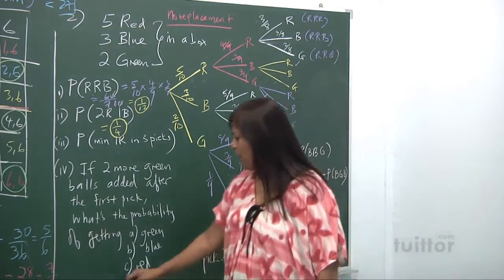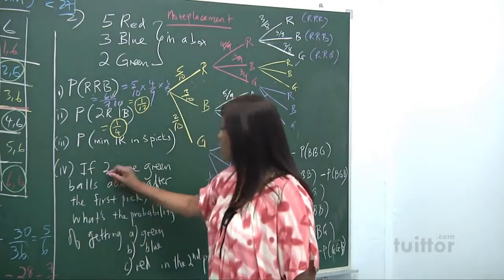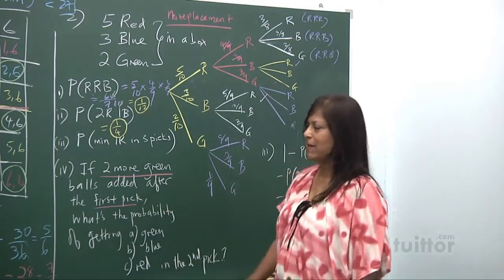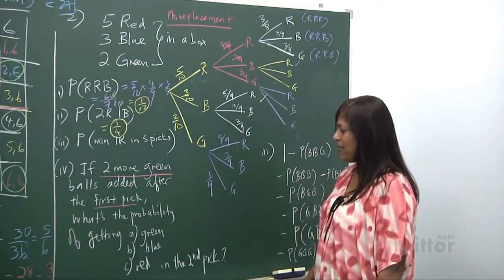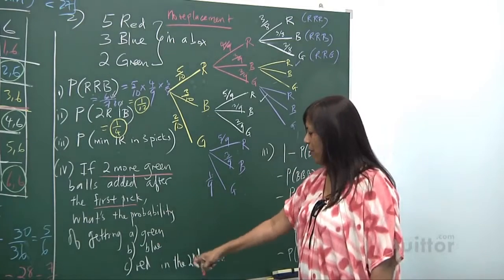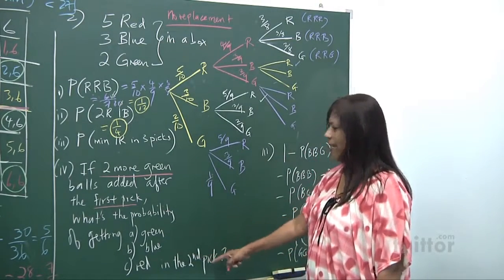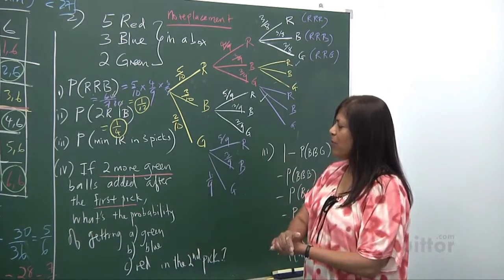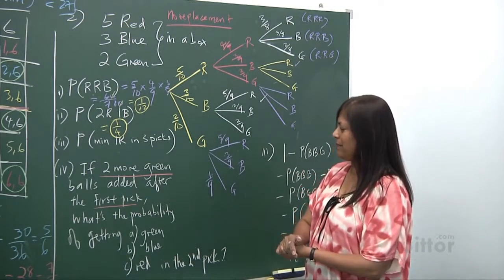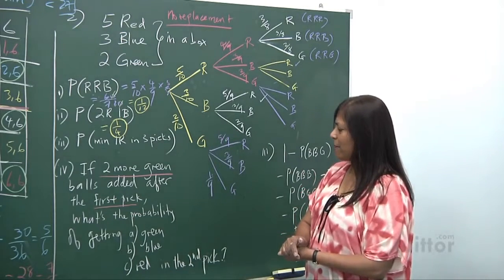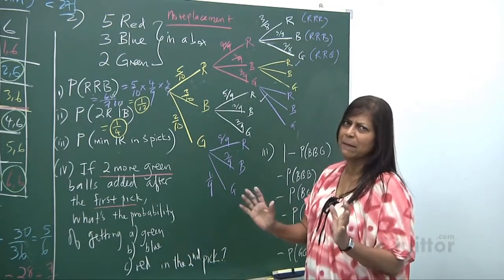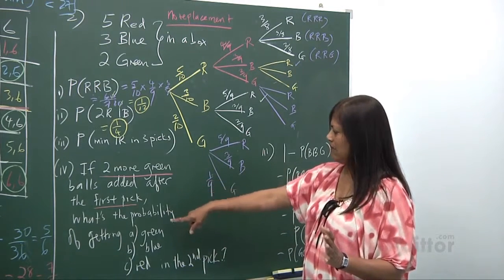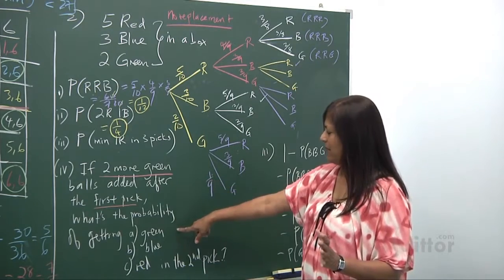If 2 more green balls were added, 2 more green balls were added after the first pick. Alright, what's the probability of getting a green or a blue or a third, a red in the second pick? Okay, so if 2 more green balls were added, what is the probability of getting a green? This is just a buzz session. When you took out, what's the probability of getting a green?